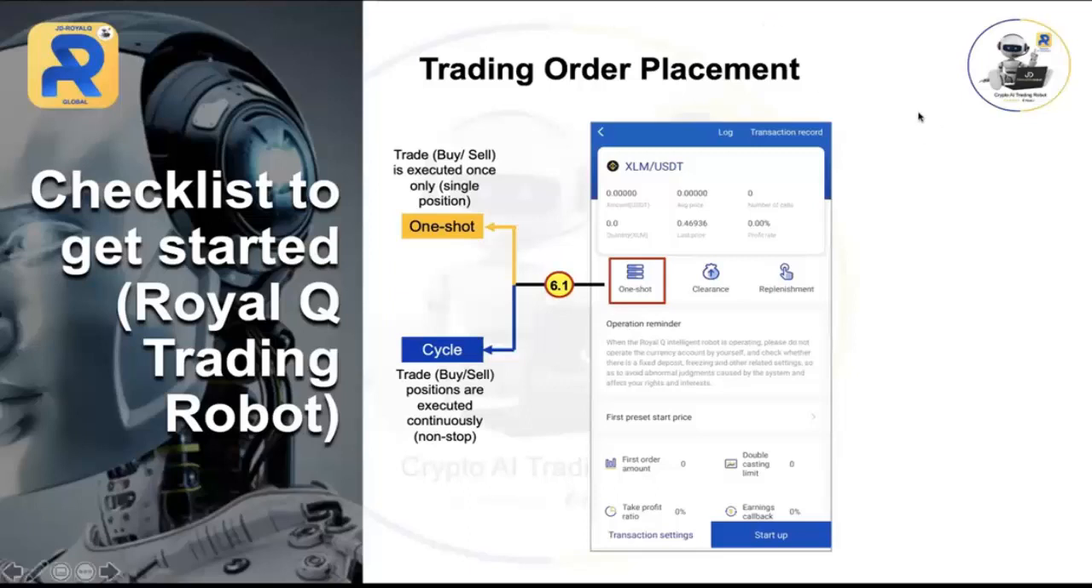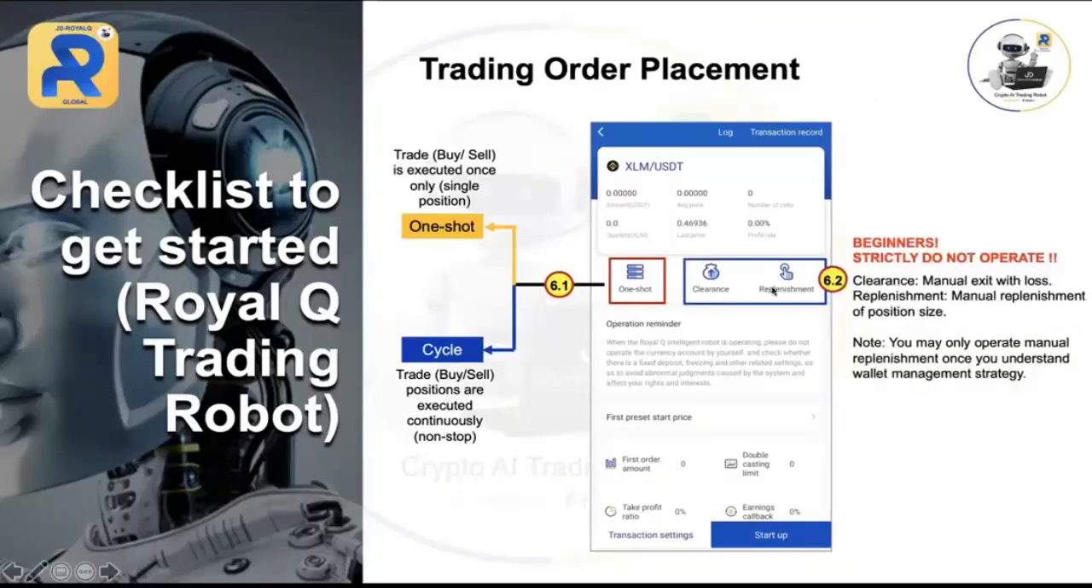Now the next feature we have here is the clearance and replenishment. Now, if you are a beginner, I will strictly ask you to avoid using this at the moment.